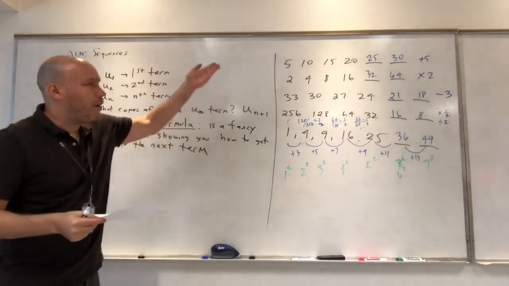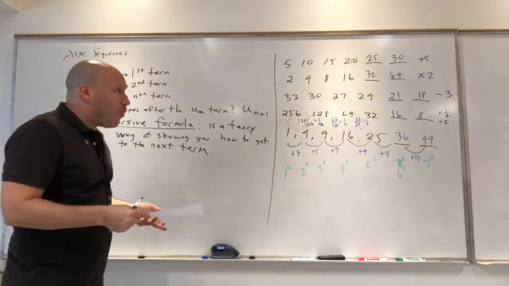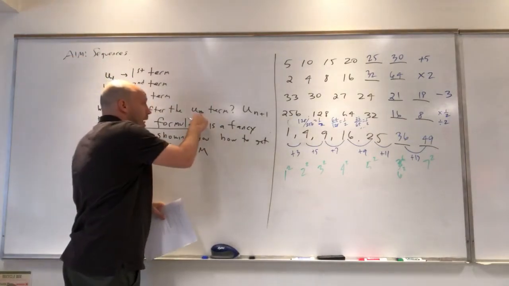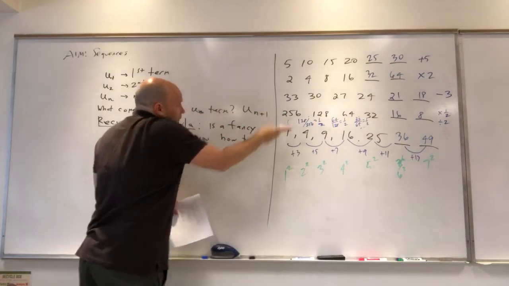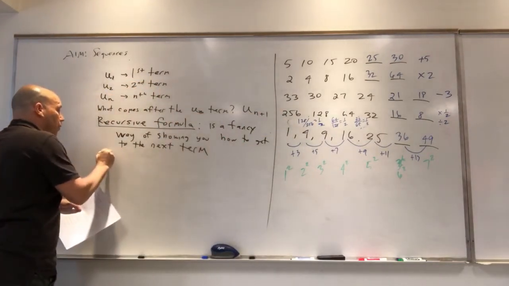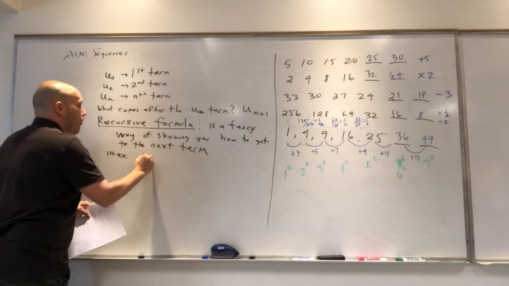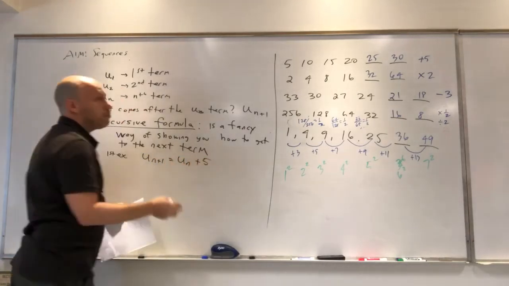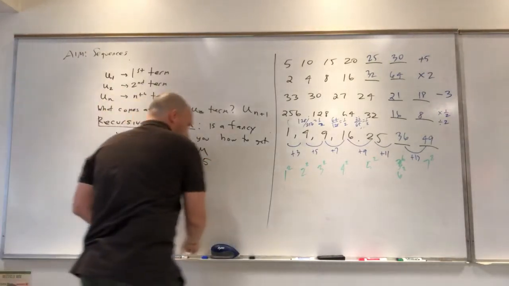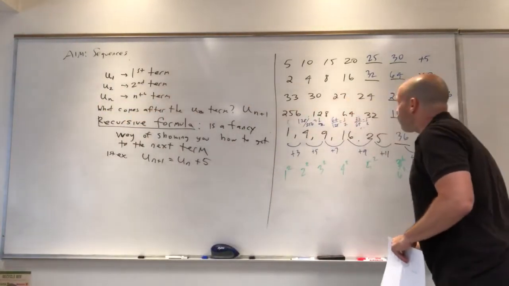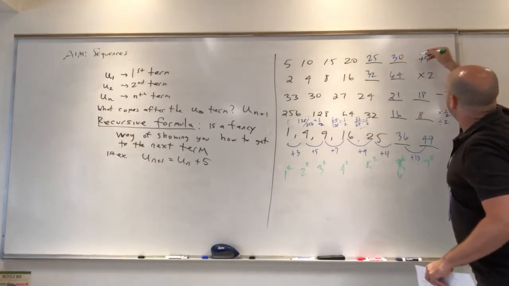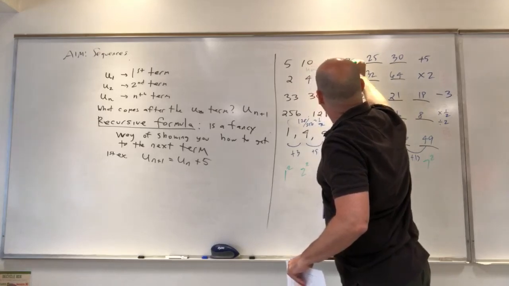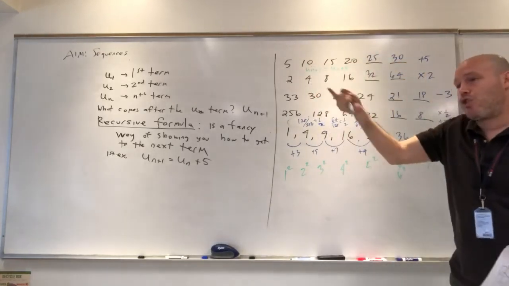So what was going on in the first sequence? We saw that you added 5 to get to the next term. To get from U of n to U of n plus 1, you add 5. So first example, U of n plus 1 is equal to U of n plus 5. That's it. It's just the change.